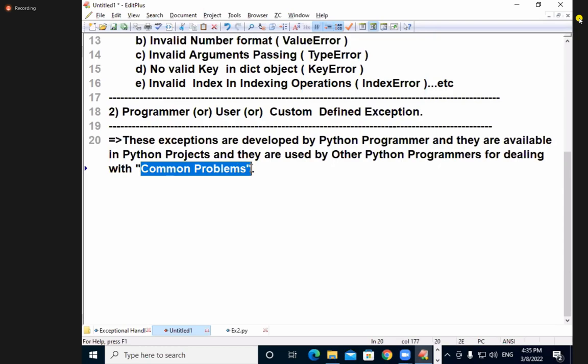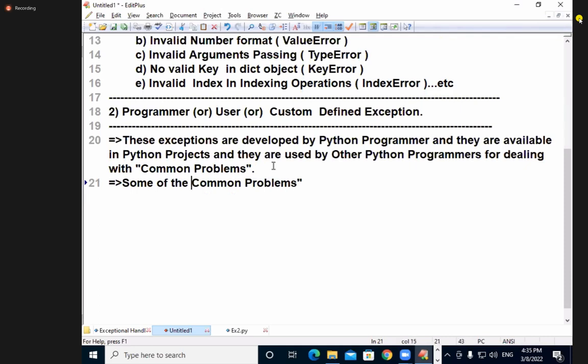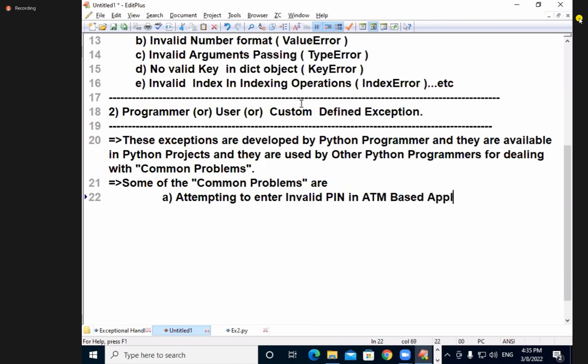Let me write it, students. Some of the common problems are, see students, try to understand: attempting to enter an invalid PIN in ATM based applications. Immediately confirm it. Attempting to enter an invalid PIN. Whenever you feel that it is invalid, what is the immediate word that comes?